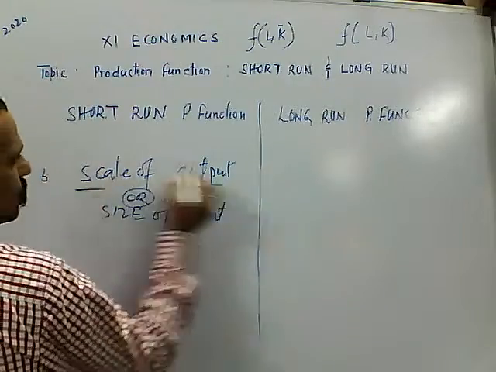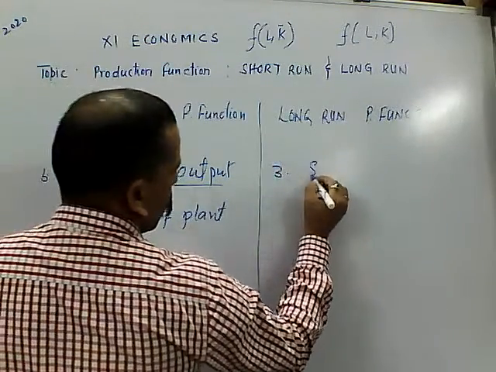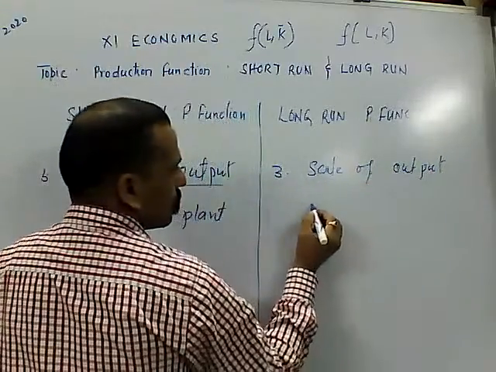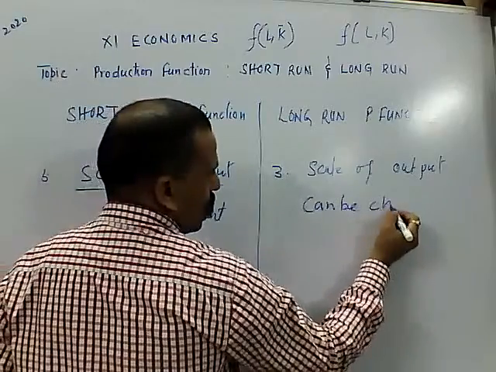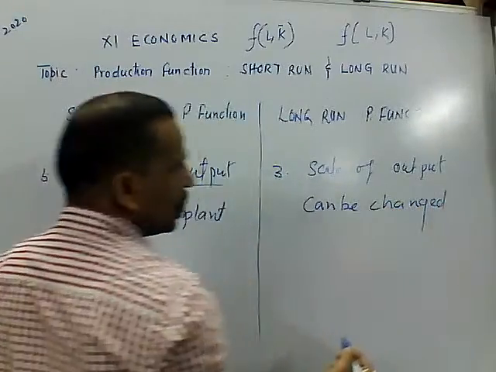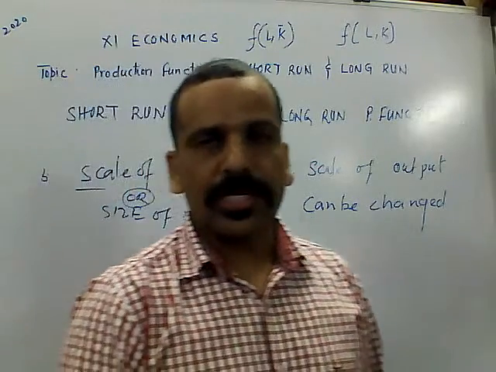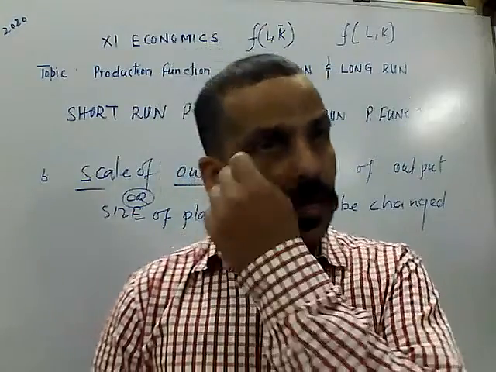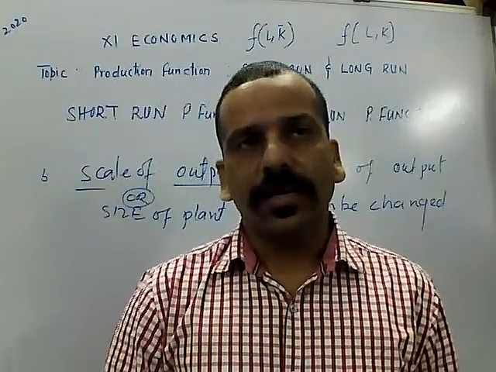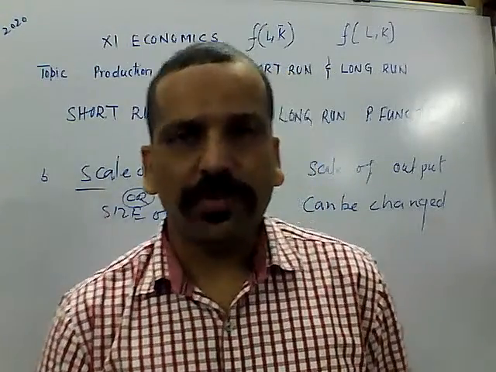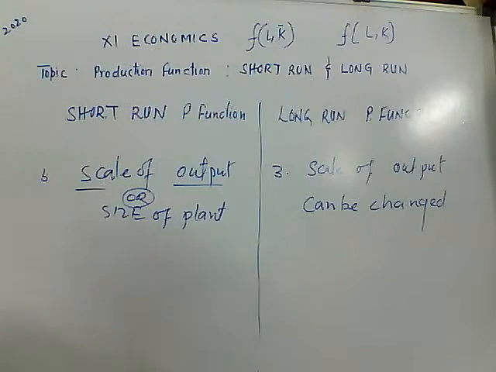And here, in the long run, scale of output can be changed, because we have enough time to change the level of output. The size of the plants can be increased and decreased in the longer period. Like Ambuja is planning to expand its existing business, planning to run one more plant, so that is possible in the long run.